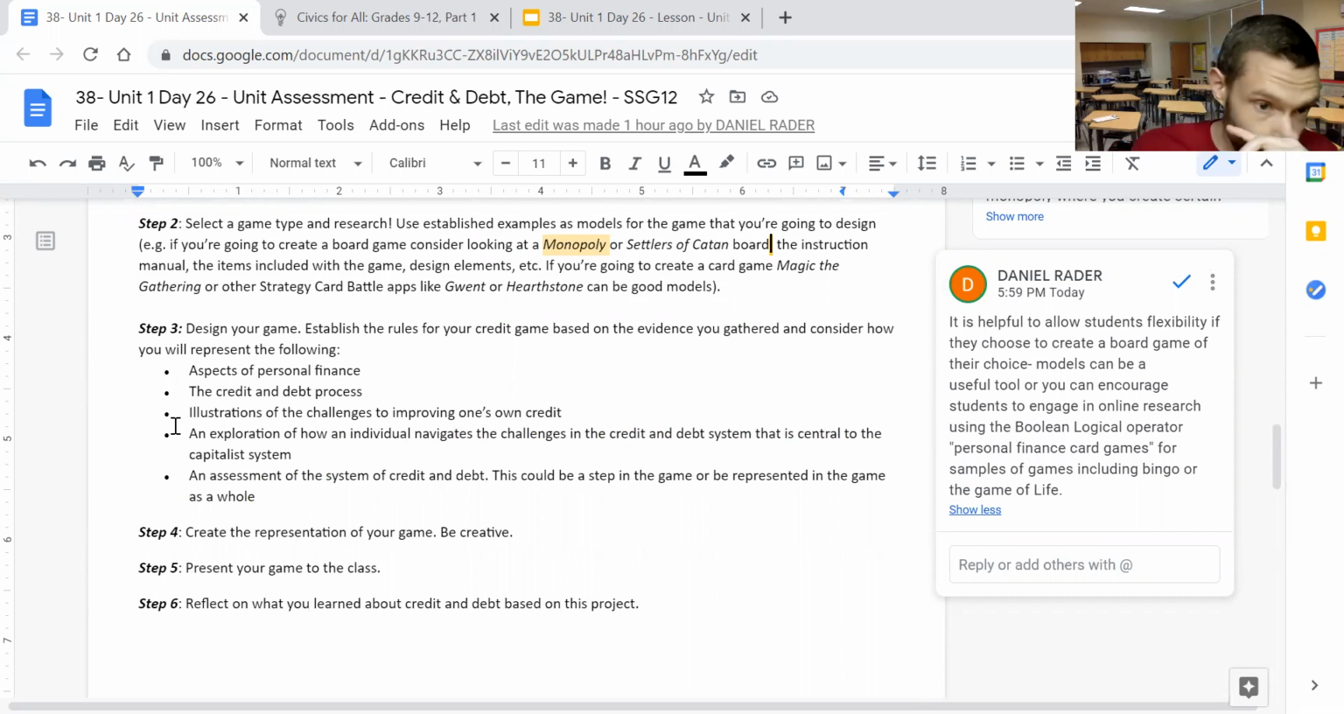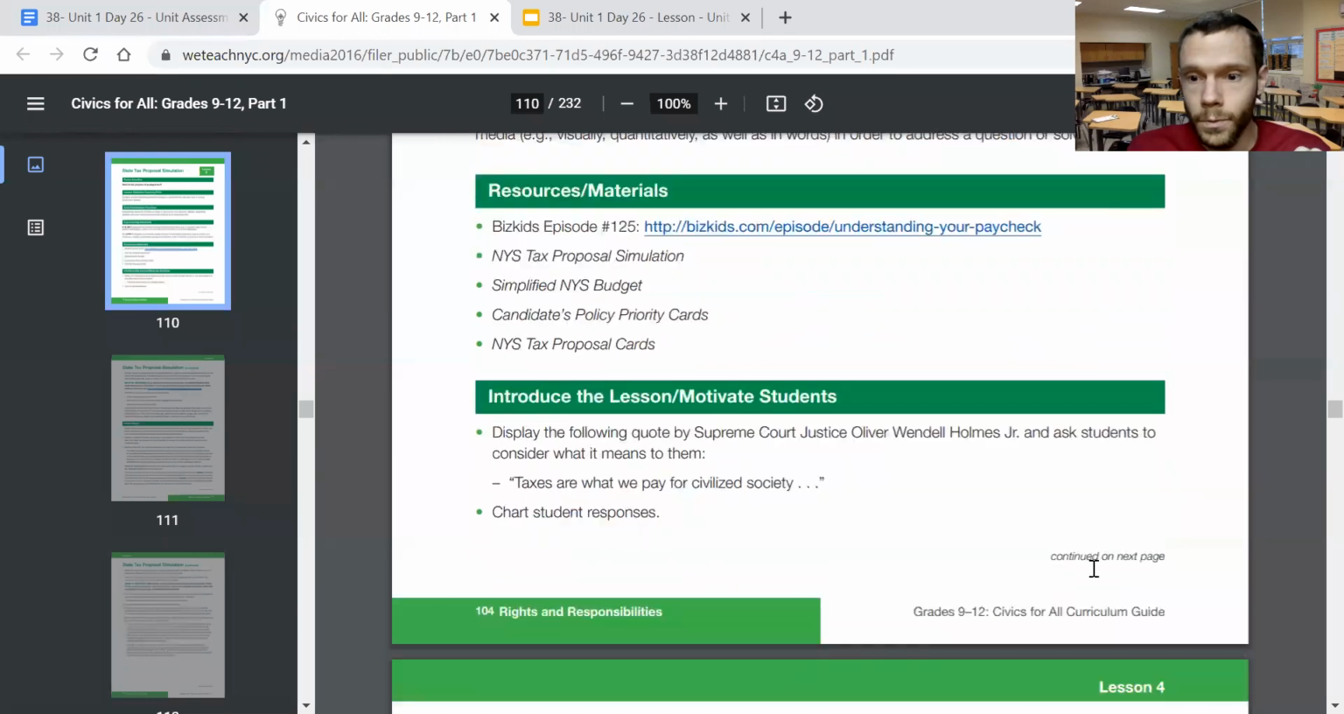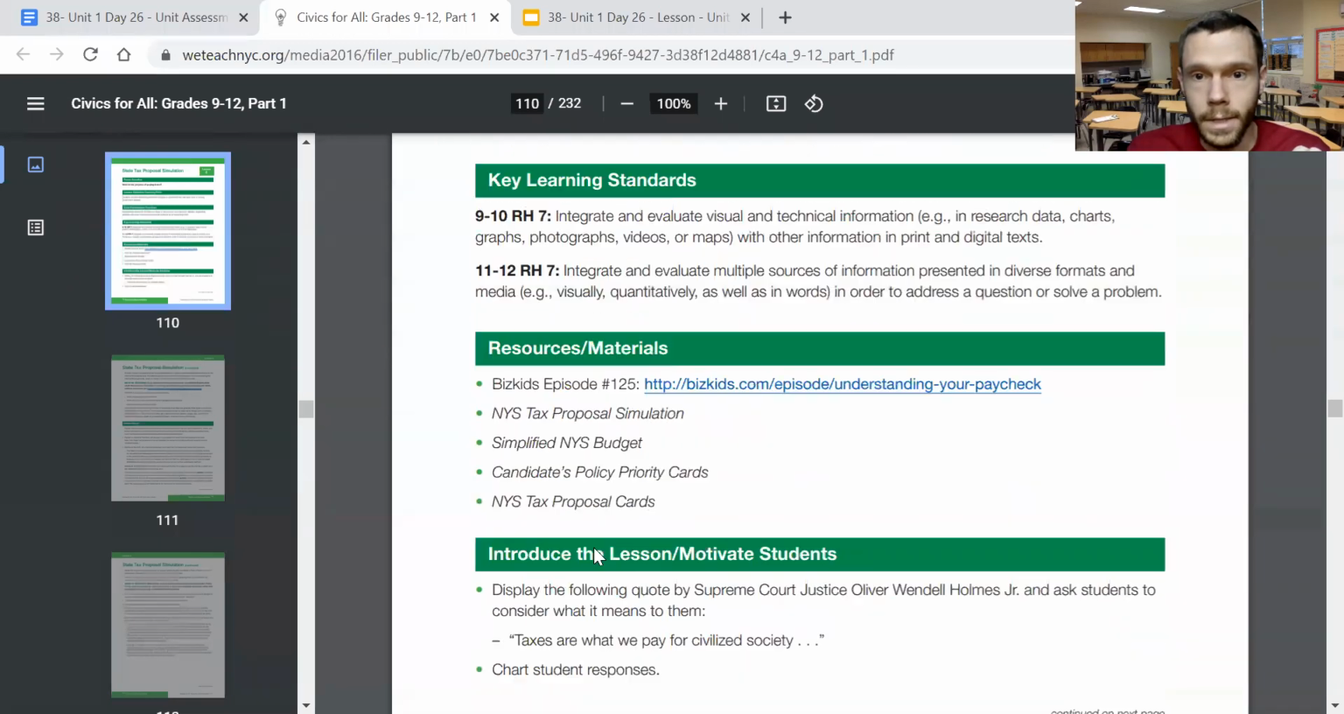After they design their game, they'll want to create a representation of the game. You may want to provide some space to present the game to the class, and then give students an opportunity to reflect on what it is that they learned. So in the Civics for All digital curriculum, this is page 104 in the packet, lesson 4.